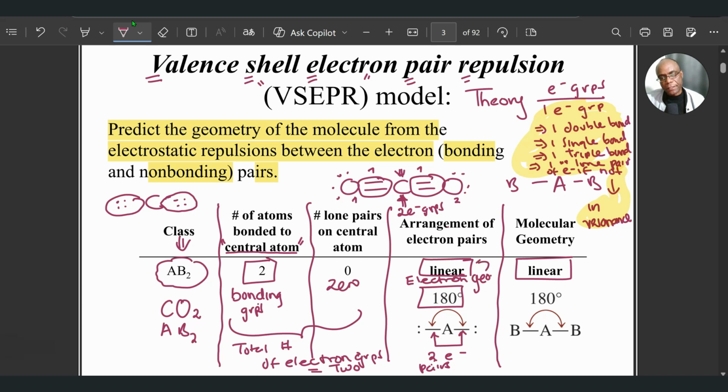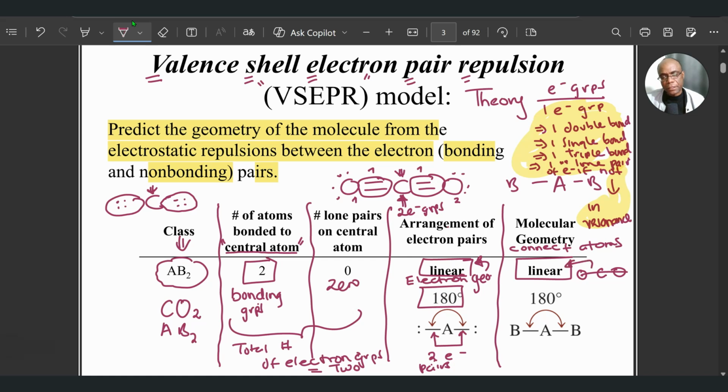Electronic geometry will be linear. And I will tell you that if the central atom does not have non-bonding electrons, meaning a lone pair, the molecular geometry will also be linear. For molecular geometry, you usually connect atoms. So connect the oxygen to the carbon to the oxygen, you get a straight line.